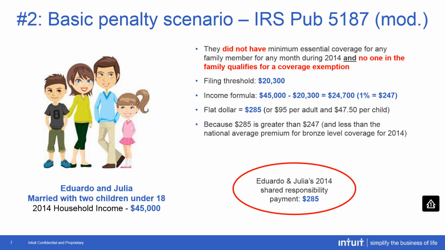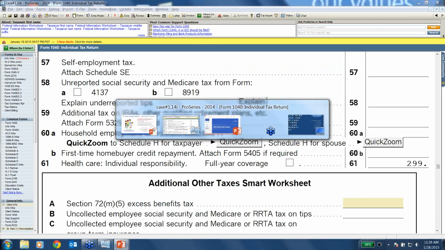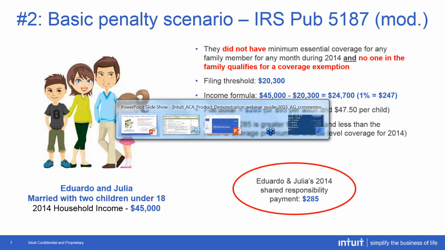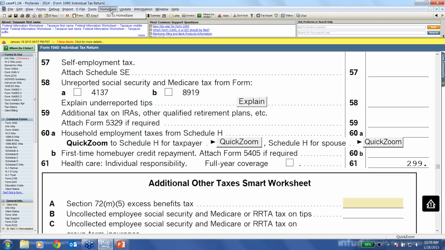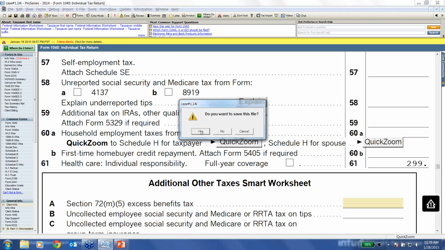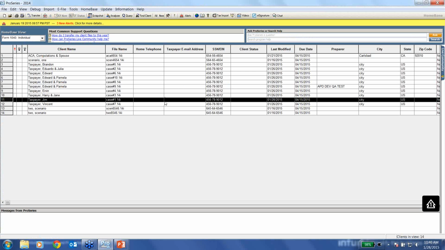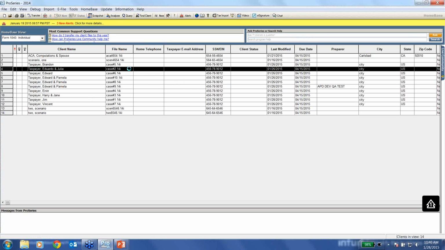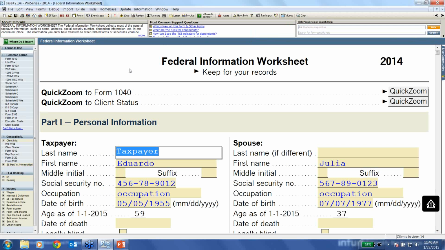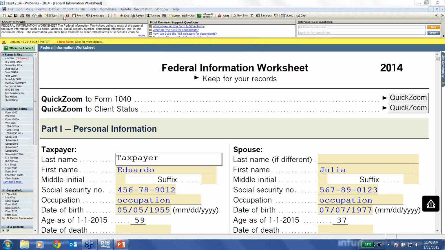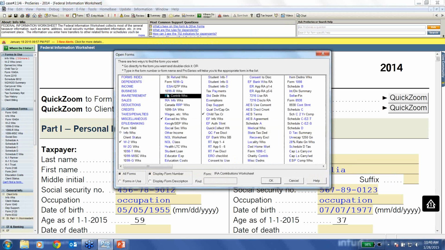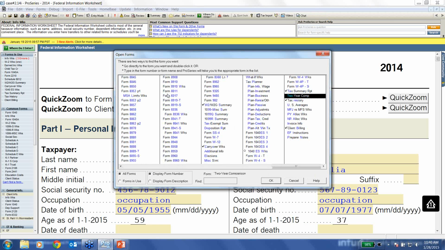So you can refer to these slides after to look at the rest of the text there that goes through the results, but I'm going to actually review it in product. So we go back out to ProSeries. We're going to go to home base. And we're going to go to case number 2. And again, I don't have any entries in here since there were no coverage and no exemptions, so we'll go right to the worksheet.